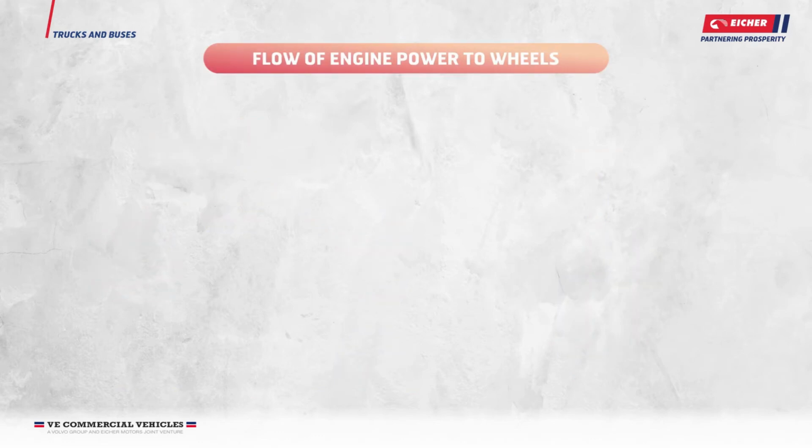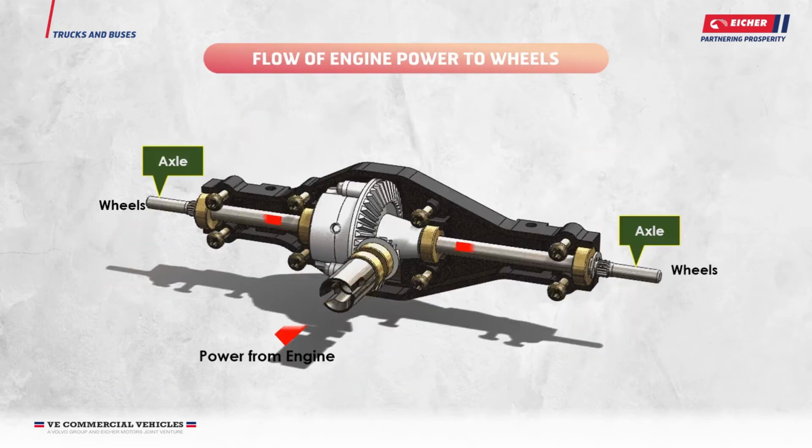Flow of engine power to wheels. In the animation shown on the screen, you can see how the engine power rotates the wheels. Here, power from the engine rotates the drive shaft, which in turn rotates the differential, and the differential distributes the rotational energy individually to both the wheels through the axles.